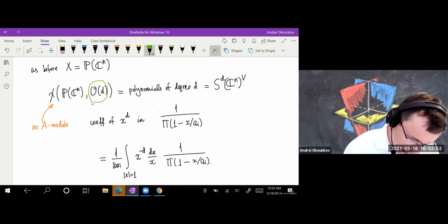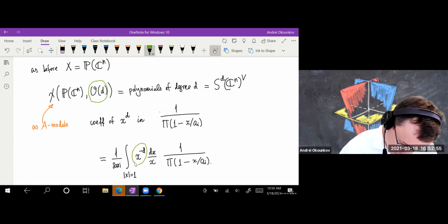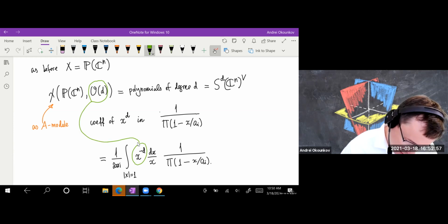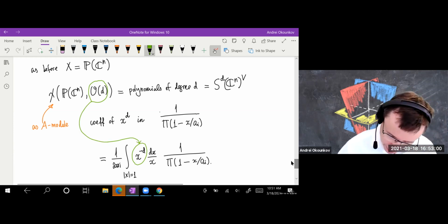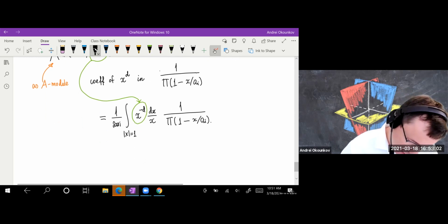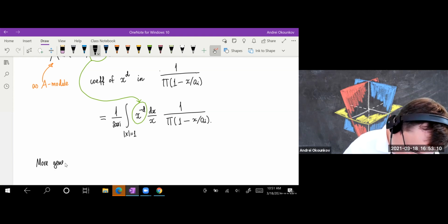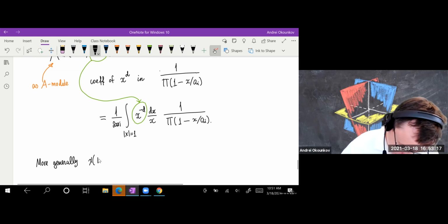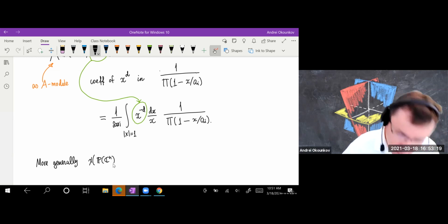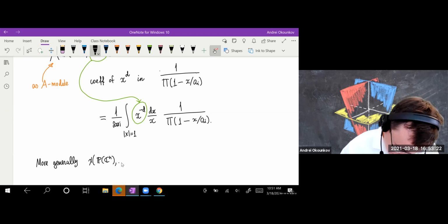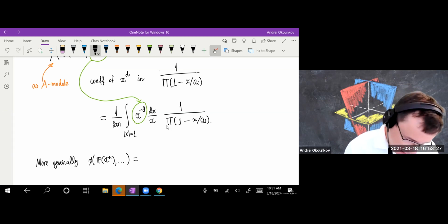And then more generally, this O of D here is exactly traceable to this term. So more generally, I want to compute the Euler characteristic on P^(n-1) of something that will be the same kind of integral.